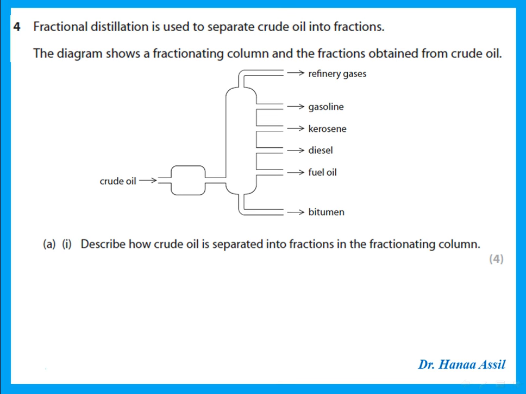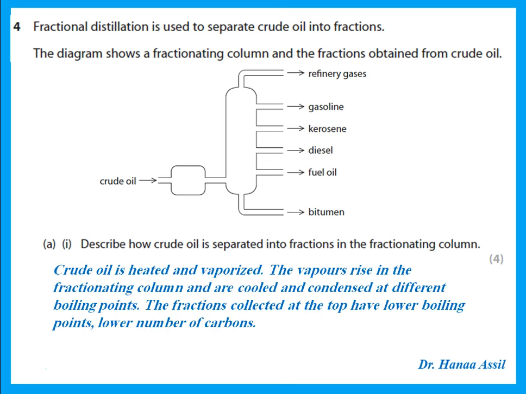Fractional distillation is used to separate crude oil into fractions. The diagram shows a fractionating column and the fractions obtained from crude oil. Describe how crude oil is separated into fractions in the fractionating column. So how do we do fractional distillation of crude oil, or what is happening to the crude oil? Remember that crude oil is a mixture of liquids. And what we do is the crude oil is heated and vaporized.